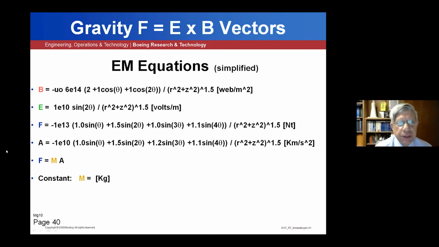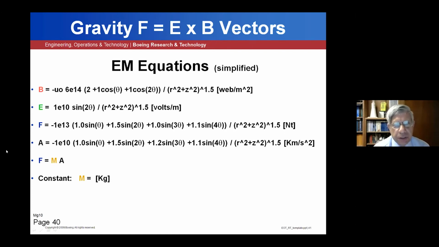And this one is pretty much the summation of everything there. You take the B field and the E field. The B field has a constant of double, and then its fundamental is 1, second harmonic is 1, and over your roll-off term in Webers per meter squared. And then your sine on the second harmonic for the E field in volts per meter. You do the vector cross product, you get the force field, which is sine with a constant of 1, second theta or second harmonic 1.5, 1 for the third, and 1.1 for the fourth.